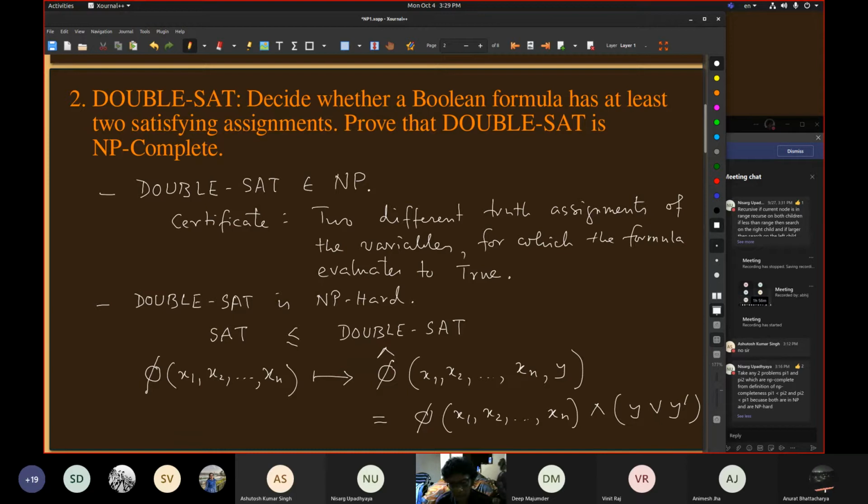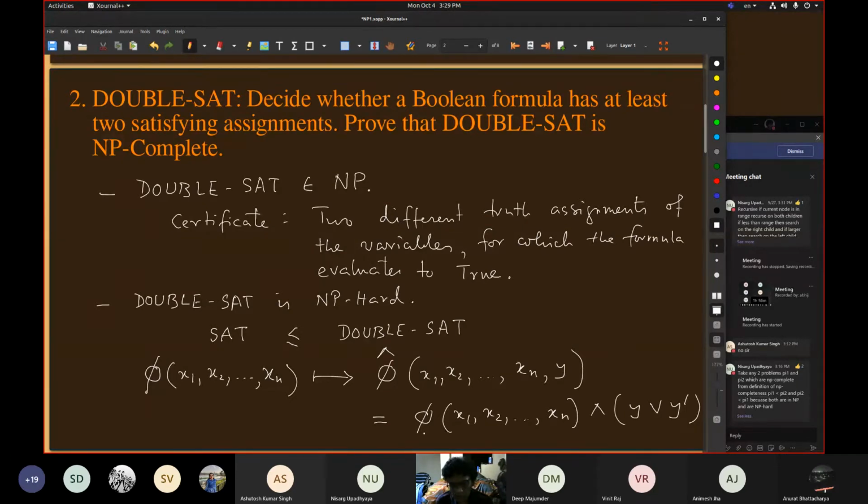Happy? This is one thing. And the second observation is that this reduction should be doable in polynomial time. Polynomial time means polynomial in the size of the formula plus the number of variables. That is clear, right? If there are n variables, by looking at the formula, you can actually figure out how many variables are appearing there. Then just add a new variable. I have given the name y, you can give the name xn plus 1 as well. No problem. Okay.